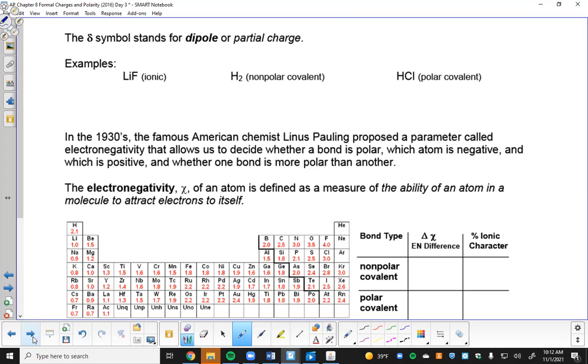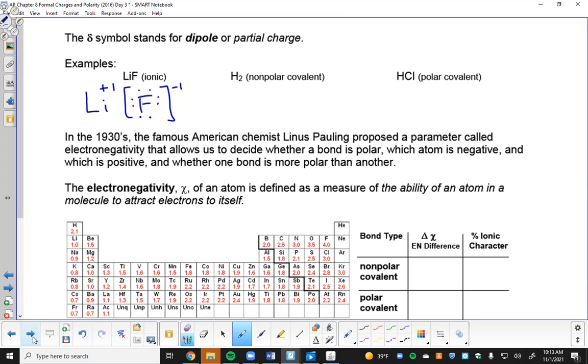Just to compare and contrast a little bit here, if we look at lithium fluoride, which is an ionic bond, fluorine would acquire an electron from lithium, become a negative one ion with a full negative one charge. And the lithium atom would become the lithium plus one ion, naked of its valence electrons, and carries a full positive charge. So full ionic charges with ionic compounds: plus one, plus two, plus three, negative three, negative two, negative one, whatever it might be.